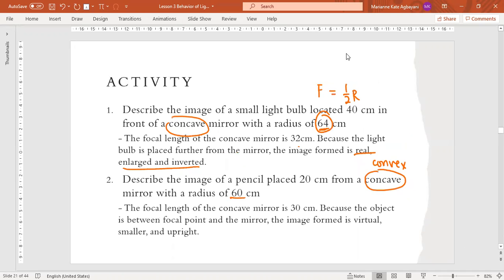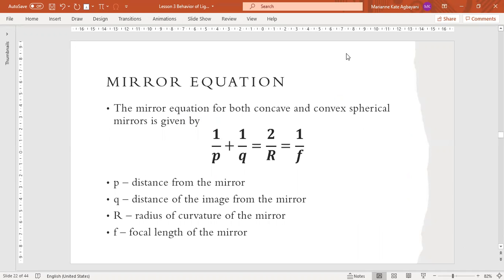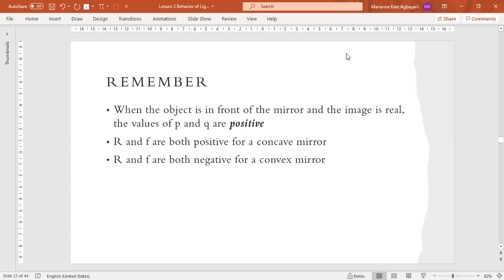So that is for convex mirrors. Now, we have what we call the mirror equation. The mirror equation is for both concave and convex spherical mirrors. We have 1/p + 1/q = 2/R = 1/f. P is the distance of the object from the mirror, q is the distance of the image from the mirror, R is the radius of curvature, and f is the focal length of the mirror.